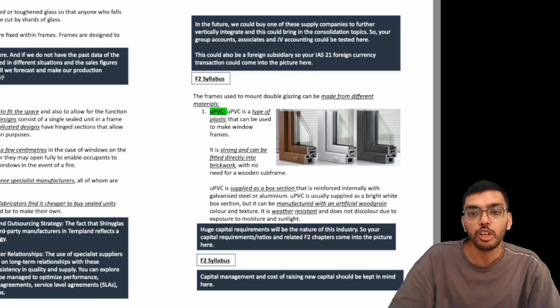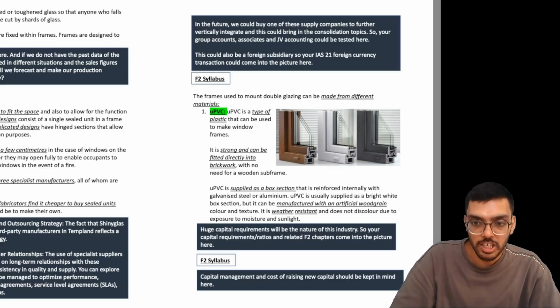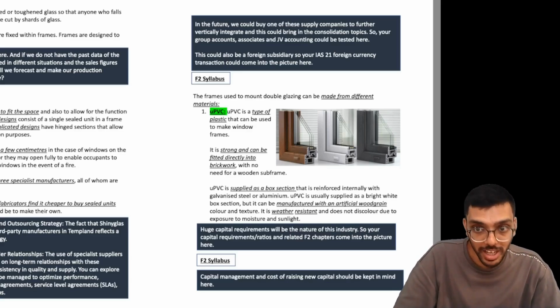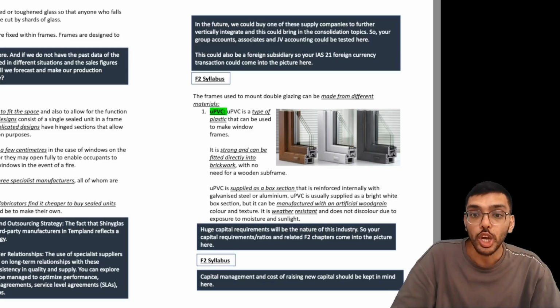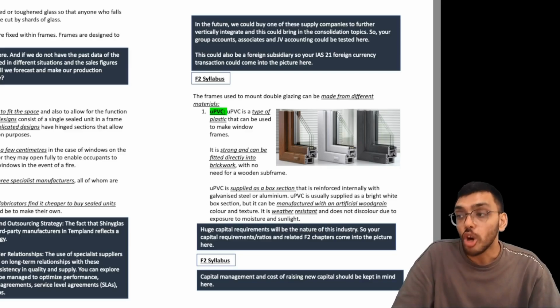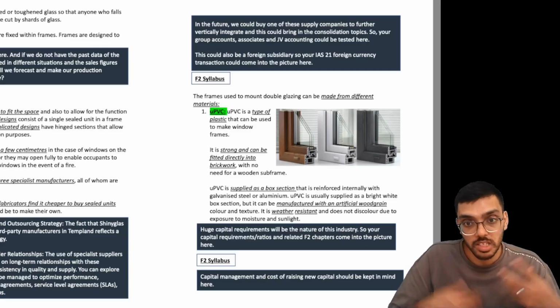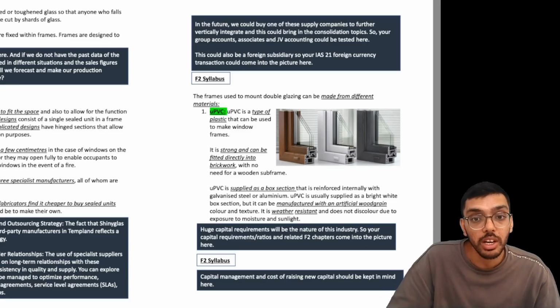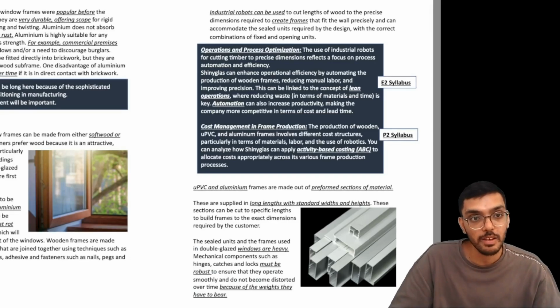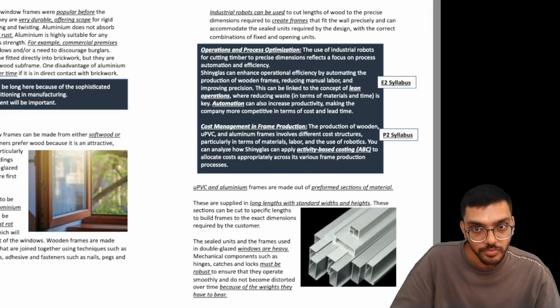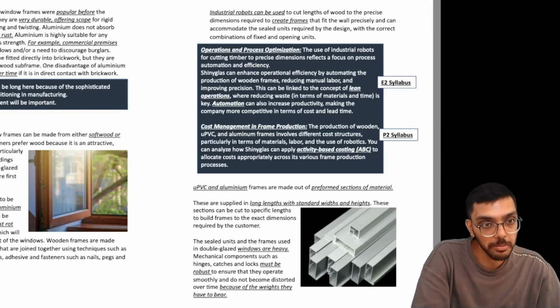It is weather resistant and does not discolor due to the exposure to moisture and sunlight. Very clear that huge capital requirements will be the nature of this industry, as with any manufacturing industry. So your capital requirements, equity, debt, your ratios related to F2 chapters come into the picture over here. Capital management, cost of raising new capital will have to be kept in mind, because this is a highly capital intensive industry.